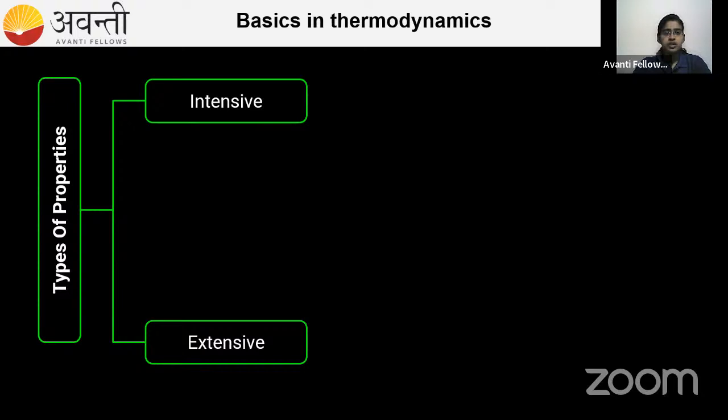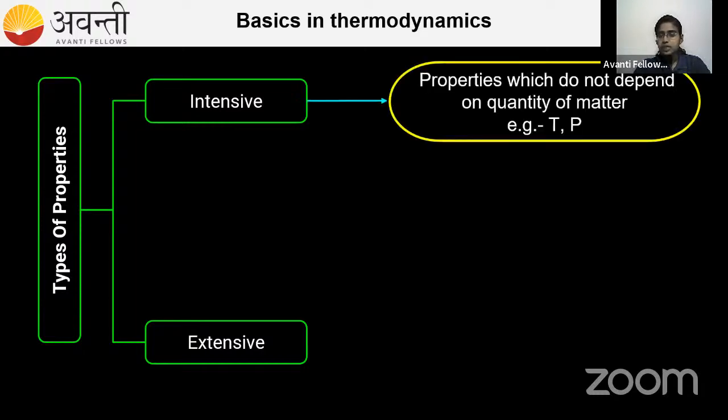Then the next is types of properties. We have two types of properties: one is intensive and the other is extensive. What are intensive properties? The properties which do not depend on the quantity of matter are called intensive properties. They will not depend on the mass of the substance. Examples are temperature and pressure.